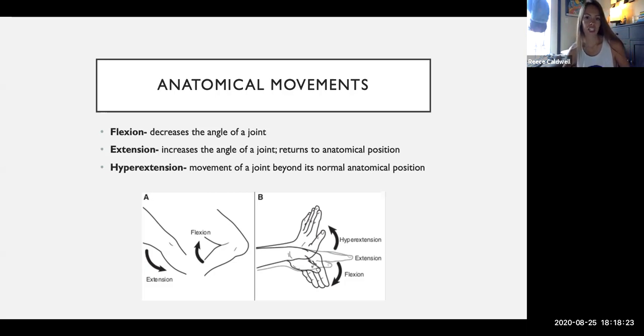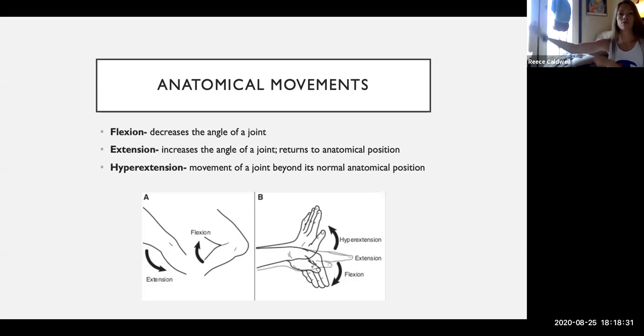So yeah, flexion decreasing, extension increasing, and hyperextension super increasing. You can think of the arm as an example. Flexion, you're flexing your muscle, flexion, extension, and then if you're double jointed, hyperextension.